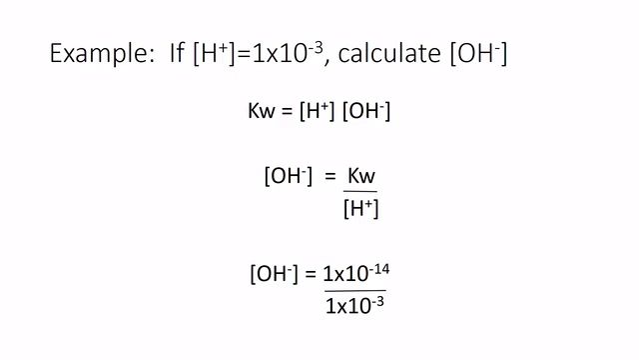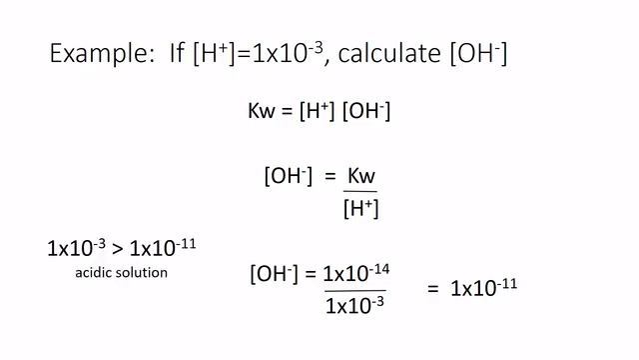Substituting in, I have hydroxide equal to the value of Kw, it's a constant, it will always be equal to 1 times 10 to the negative 14th, divided by the proton concentration given to us in the problem, which is 1 times 10 to the negative third. Solve, and we get a hydroxide concentration of 1 times 10 to the negative 11th. So for this particular problem, because our proton concentration, which was 1 times 10 to the negative third, is greater than the hydroxide concentration, which is 1 times 10 to the negative 11th, we had an acidic solution.